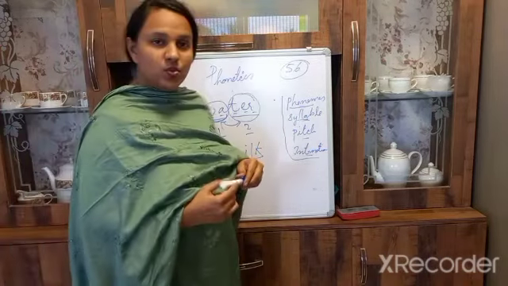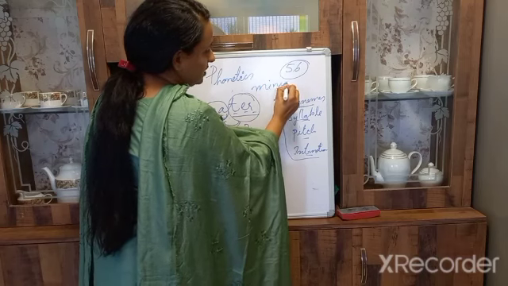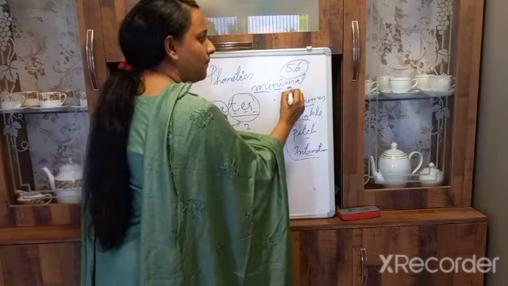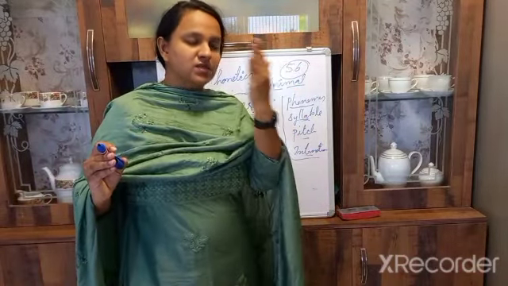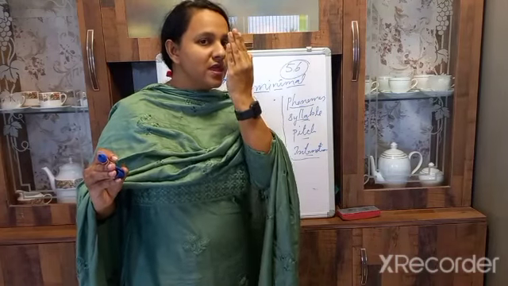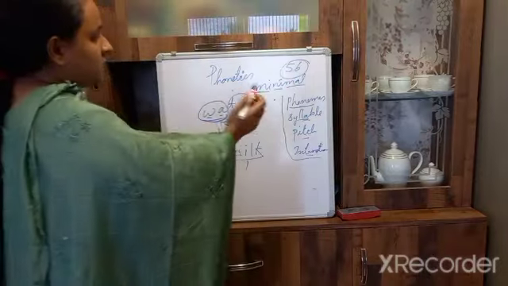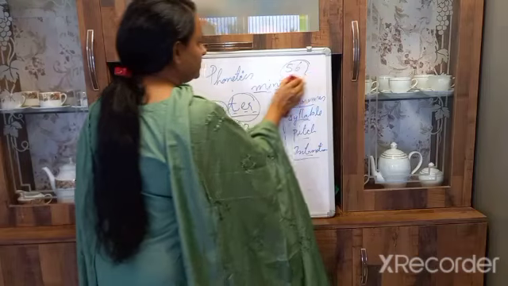And next one, for example, I'll give you one more example. Minimal. So how many syllables are there? Mi-ni-mal. There are three syllables, right? You can keep your hand in front of your mouth and pronounce the word minimal, right? Three puffs of air come out. So this is minimal. So this is one question that you need to understand.